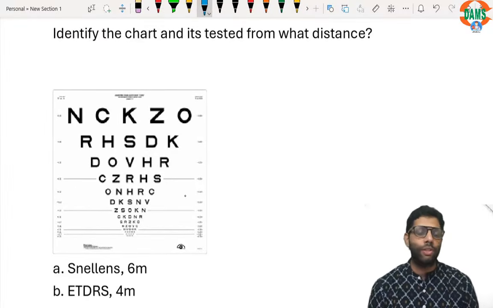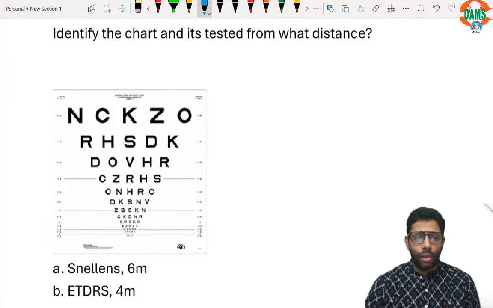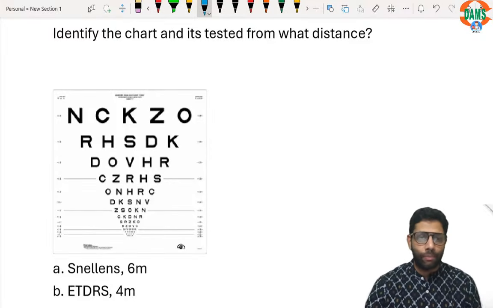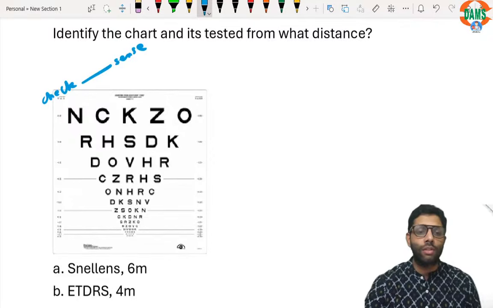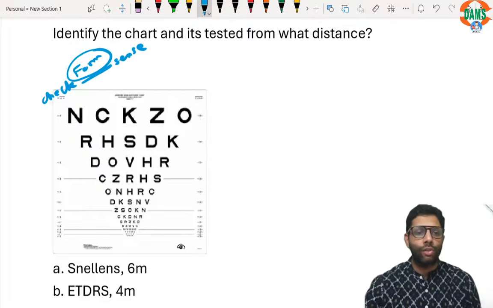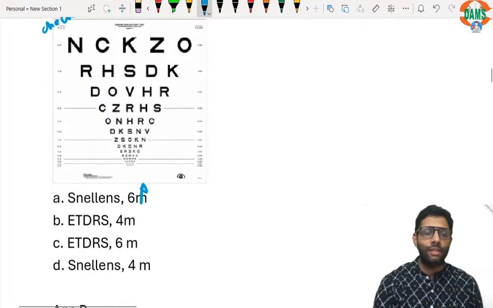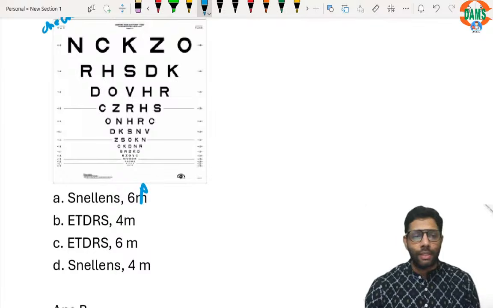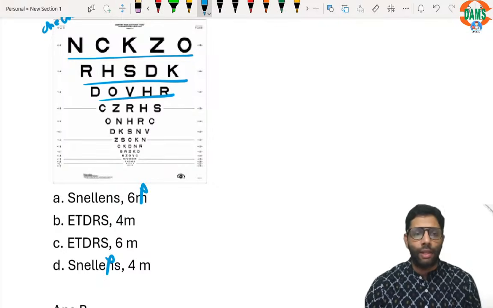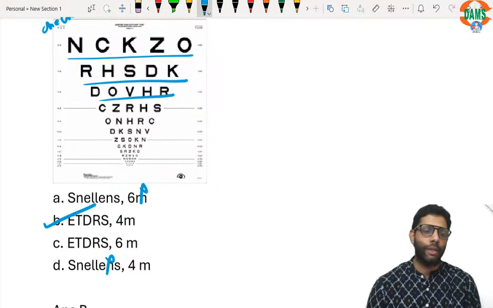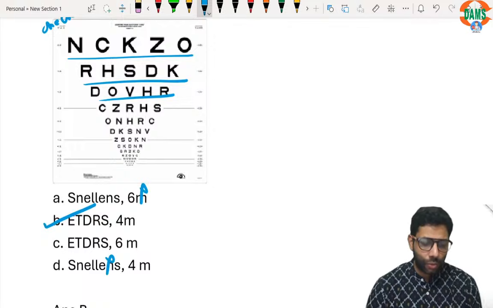Third question is again an image question. Now see, all the letters are black color, but shape and size are different, meaning it is checking which sense of the patient? Form, color, contrast, light. Shape and size means it is checking the form sense. Now this is not Snellen's chart. Snellen's has a single letter at the top. This is ETDRS. What is the full form? Early Treatment of Diabetic Retinopathy Study. Each line has 5 letters. The size and shape is decreasing and it is done from 4 meters. That is the answer of this question.